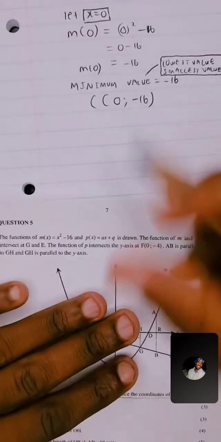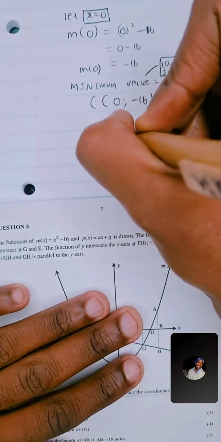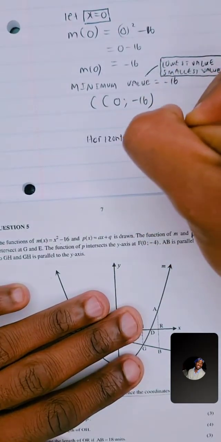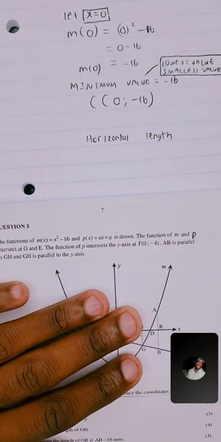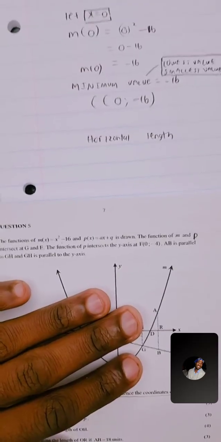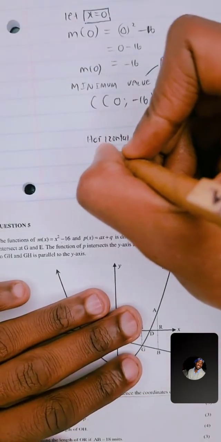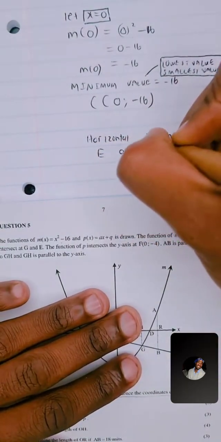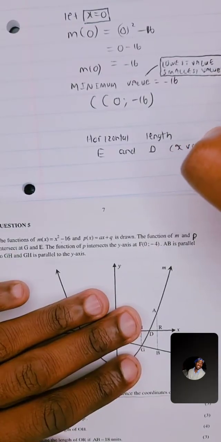In order to get the distance of ED, since we know it's a horizontal length, whenever we want a horizontal length, we first need the X values and the Y values. Exactly. We need the X values of E and D. Just the X values. We don't need the Y values.